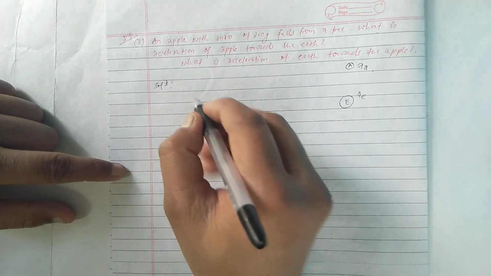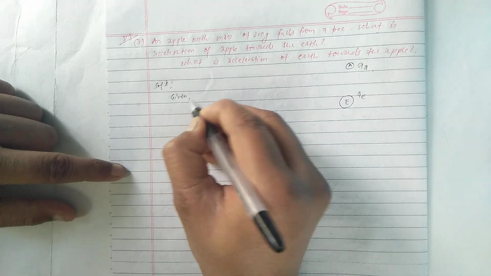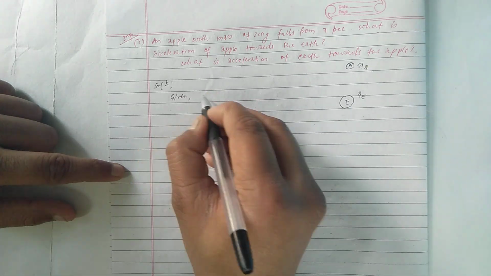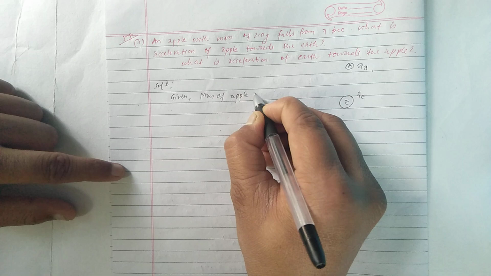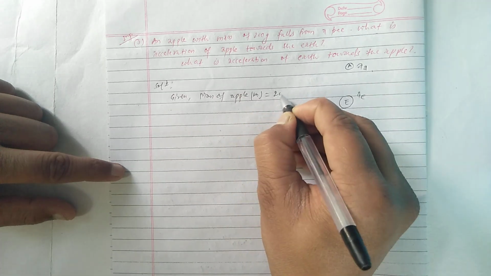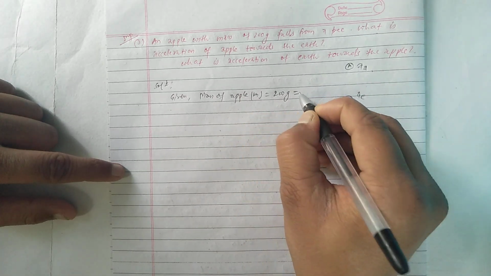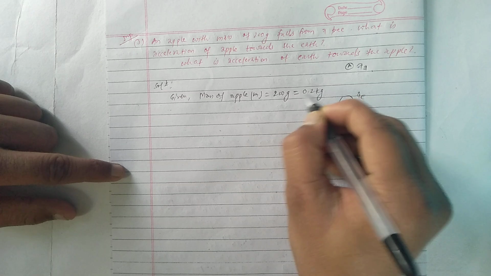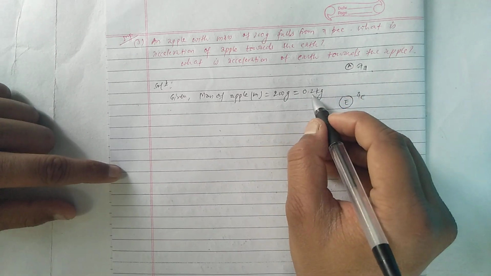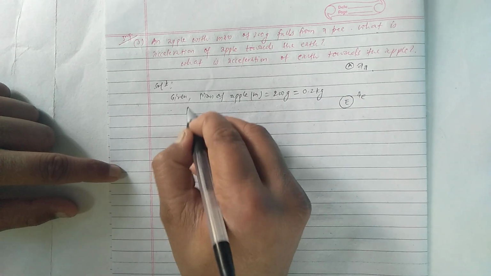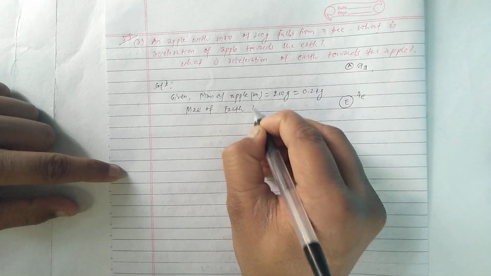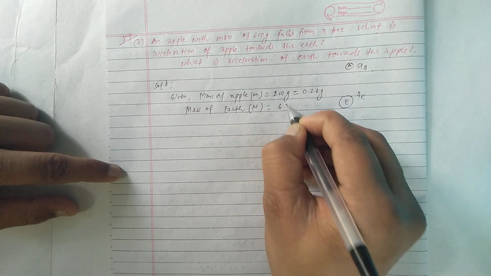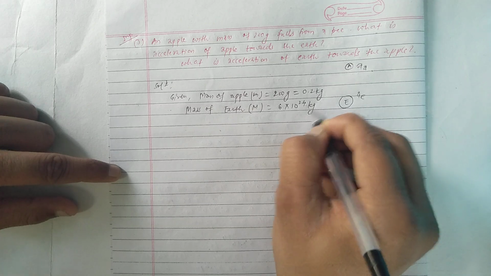In the very first we are given the mass of apple, that is small m, 200 gram. 200 gram means 0.2 kg if we divide by 1000. And the mass of earth, that is capital M, is 6 into 10 to the power 24 kg.